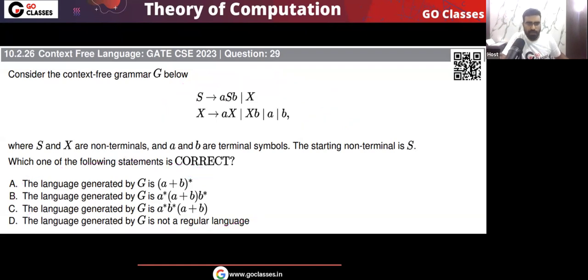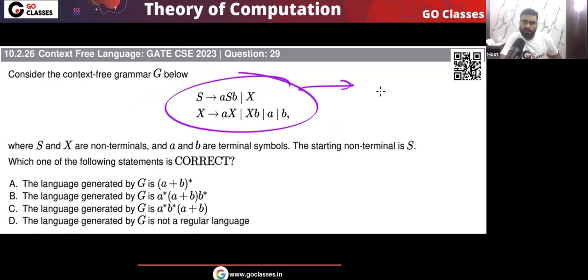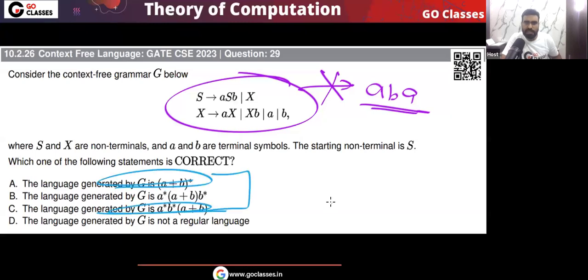Let me tell you one more thing. If you find the language, the remaining options you can easily eliminate, because from this grammar we can never generate ABA. But options A and C can generate ABA. So these options you can eliminate very easily. Anyway, the answer will be option B. This is actually a very good question.